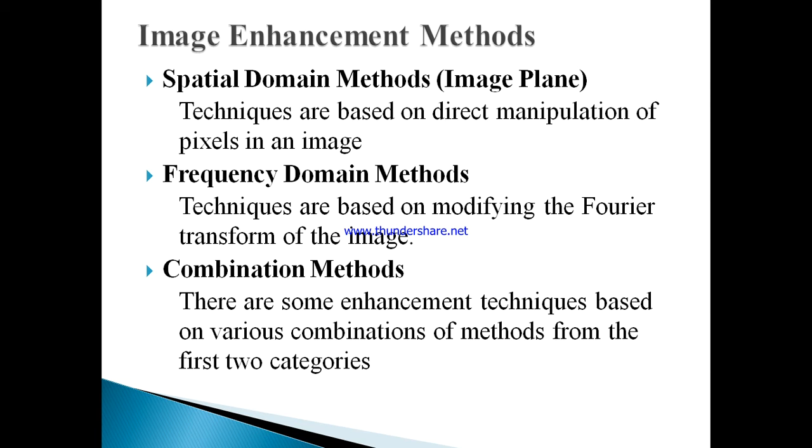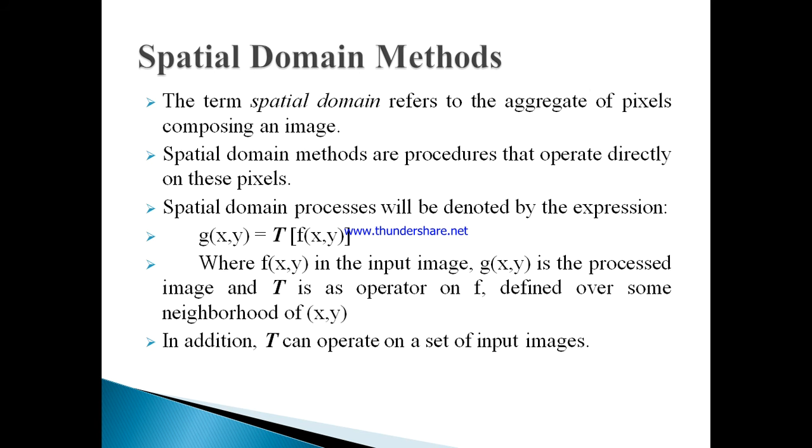Frequency domain methods mean we will be applying some Fourier transforms on the image, such as DFT or DCT, that is, discrete Fourier transform or discrete cosine transform, can be applied over the image. The next one is the combination method. The combination method is nothing but implementing both the spatial domain method as well as the frequency domain method for the applications. So first let's see what is the spatial domain method.